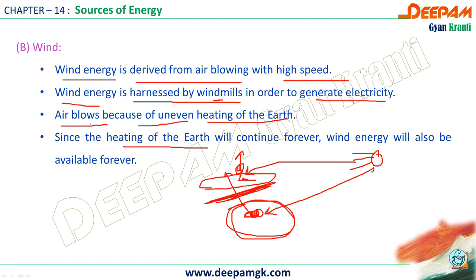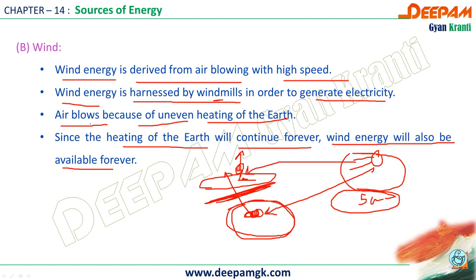Since the heating of the earth will continue forever, wind energy will also be available forever, because the earth will be heated with the help of solar energy. So we will have wind forever, because we know that for the next 5 crore years we will get solar energy onto the earth.